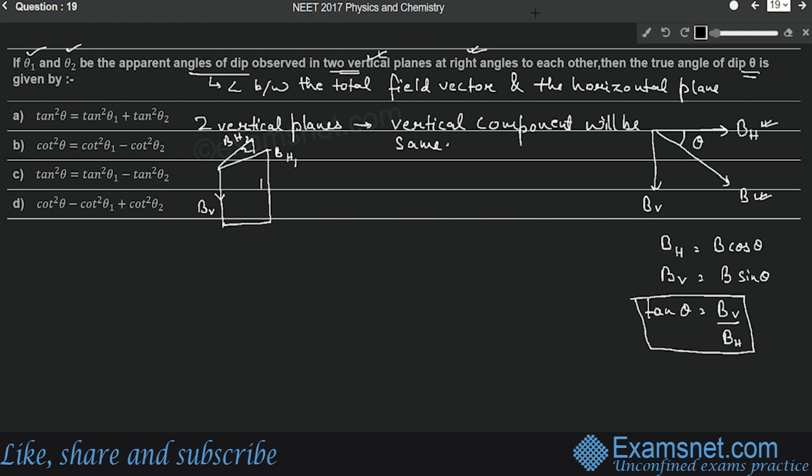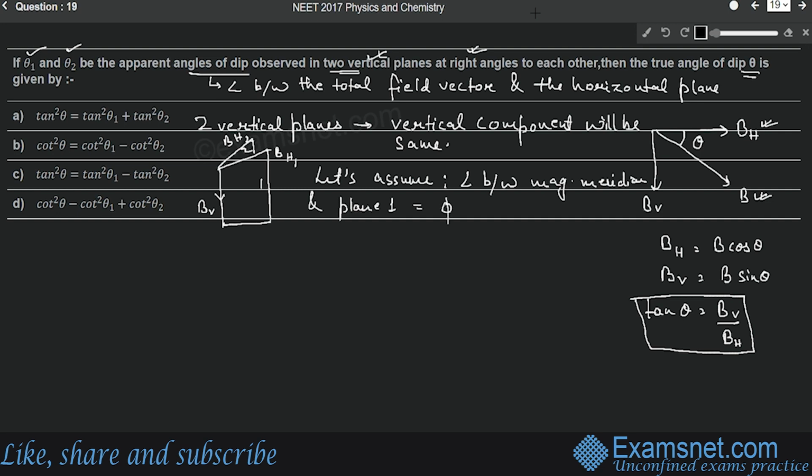So let's assume that the angle between the magnetic meridian and one of the planes, say plane 1, is equal to phi.